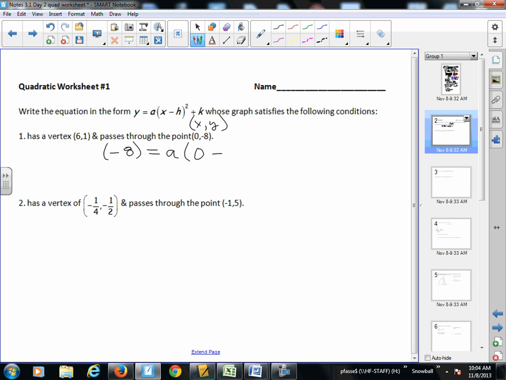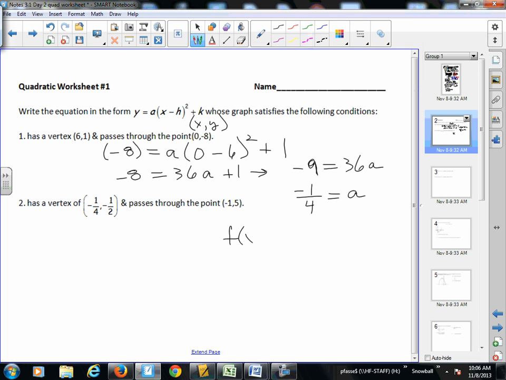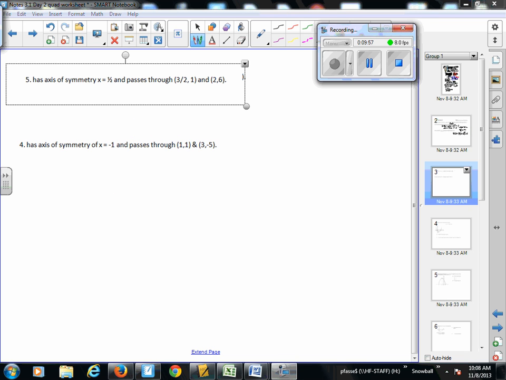Minus h, which is what? 6, squared, plus k, which is 1. It would probably be easier if we didn't have it in parentheses. When we solve for a, we get negative 1/4. After we have that, we rewrite f of x, or y, I'm fine with either: negative 1/4 (x, in general, and then our vertex, minus 6) squared plus 1.